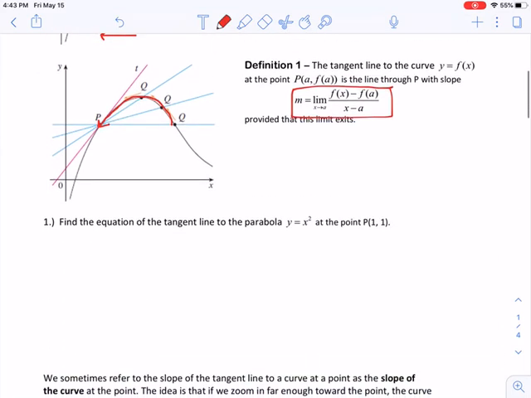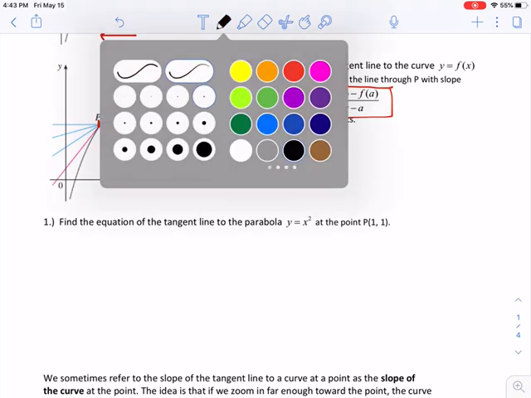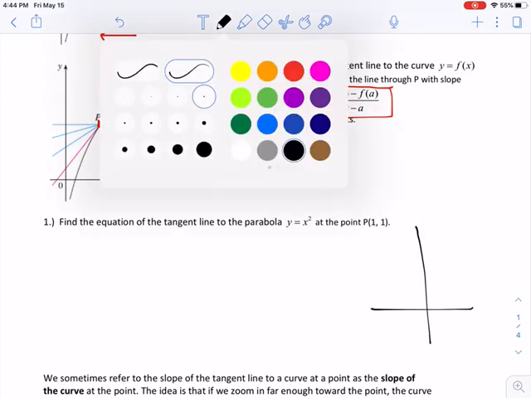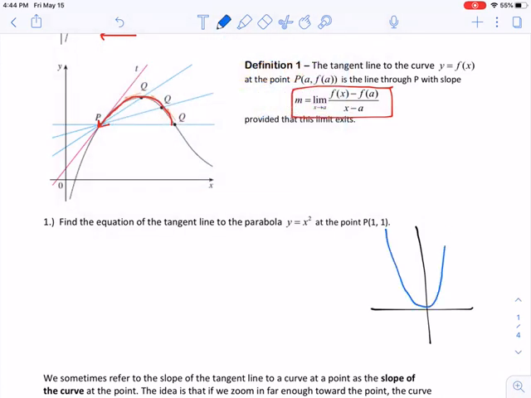If I take a look at question 1 here, we want to find the equation of the line tangent to the parabola y equals x squared at the point 1, 1. So if I look at my graph of my parabola, if I want to find the slope of my tangent at any point on this curve, it's going to be different depending on where the point is. If I take a look at a point over here, my slope is very positive and very steep, versus if I take a look at a point closer to the vertex, my slope is a lot flatter.